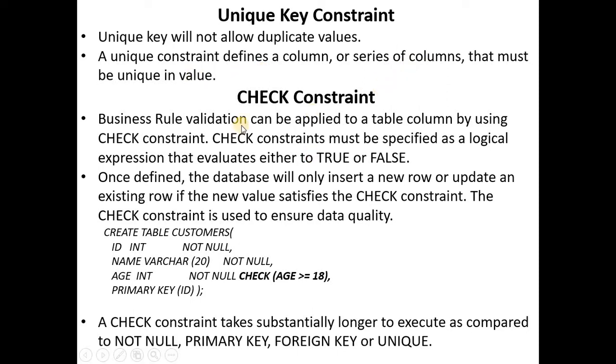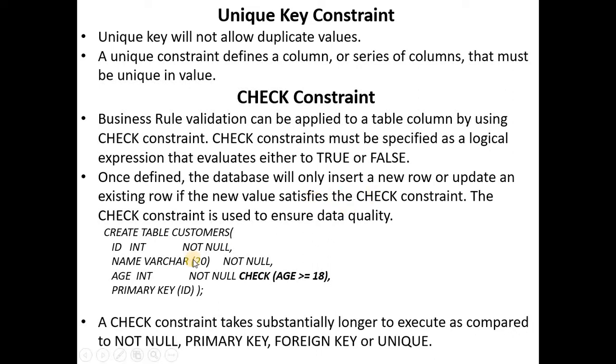Check constraint. Business rule validation can be applied to a table column by using a check constraint. Check constraints must be specified as a logical expression that evaluates either to true or false. Once defined, the database will only insert a new row or update an existing row if the new value satisfies the check constraint. The check constraint is used to ensure data quality.